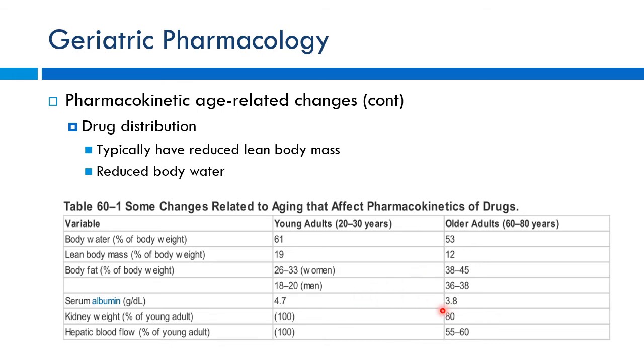Things like serum albumin, we mentioned this is really important for drug binding. So if that goes down, maybe you have higher free fractions of drugs to interact with the receptor. That can be an issue. And then looking at hepatic blood flow, kidney blood flow typically can go down over time as well, which can impair that function additionally, right?